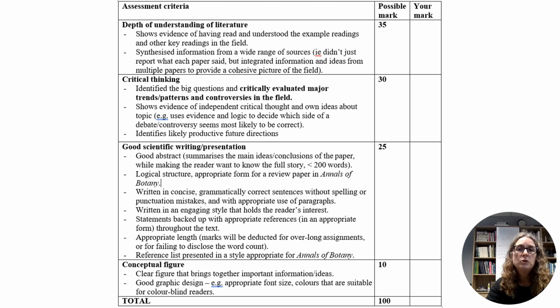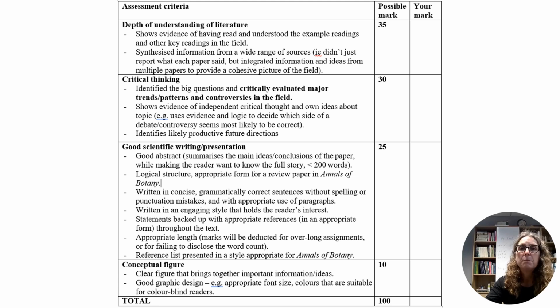You'll see the actual good scientific writing and presentation is worth 25%. And we've weighted that fairly heavily because being able to write with good paragraphs and decent grammar and actually convey your arguments in a nice, logical and entertaining enough way to hold your reader's interest is really important in ecology and any other discipline.